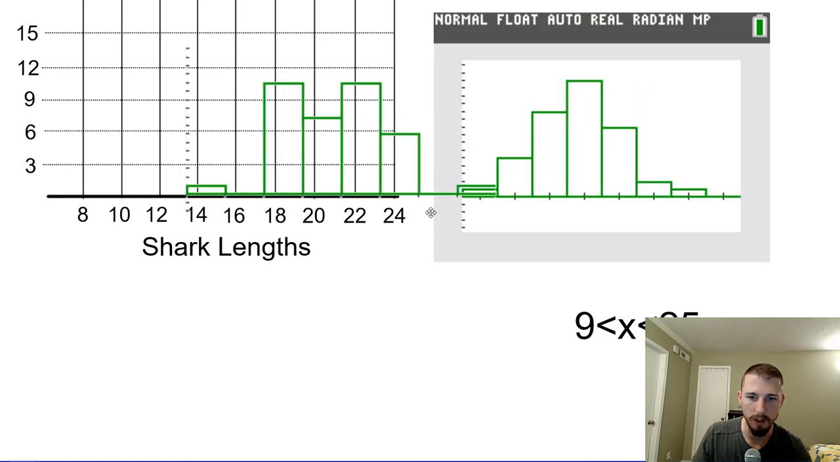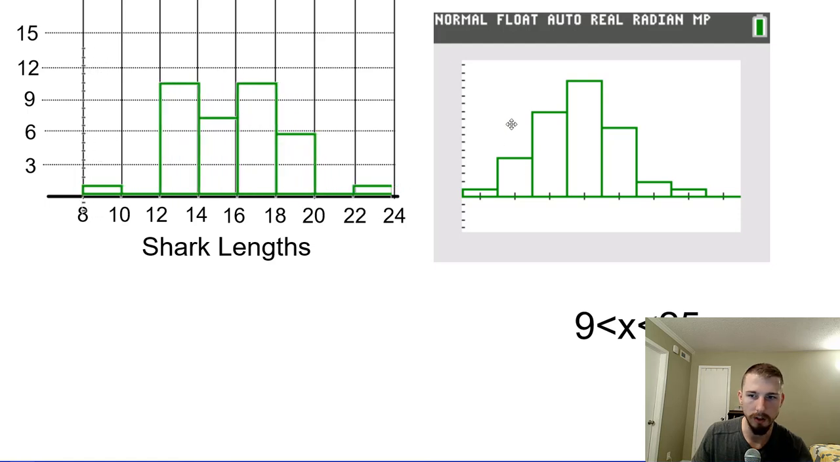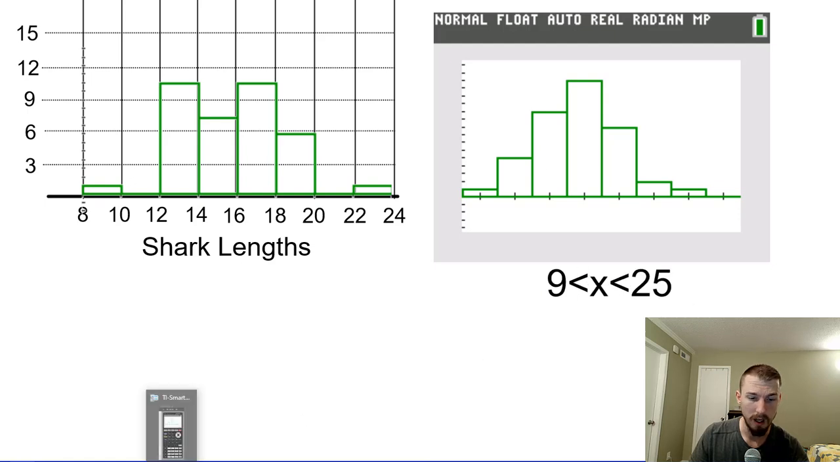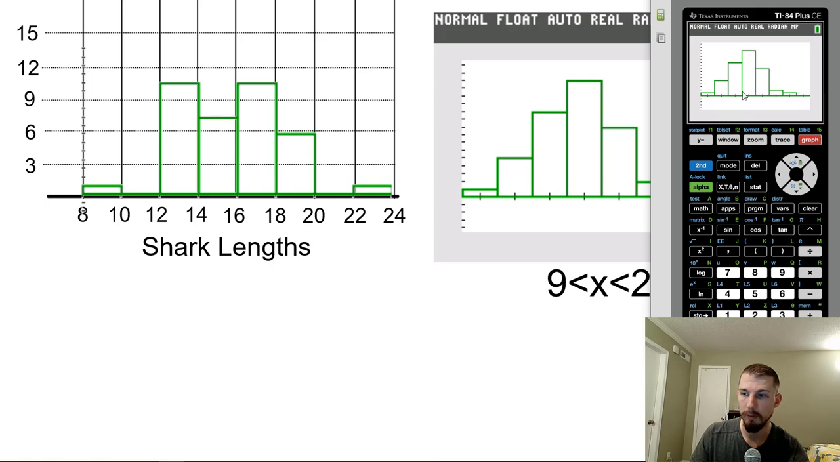I should really change the color of one of them. But it looks much more clearly unimodal instead of bimodal, and all we did is shift the bins left or to the right, going from 9 to 25 instead of 8 to 24. It's incredible how much the histogram can change just by changing the window. And again, that's the exact same data. This clearly looks very unimodal and symmetric. I don't see any tails, it doesn't look skewed or anything. So we could definitely use a bell curve on this one.